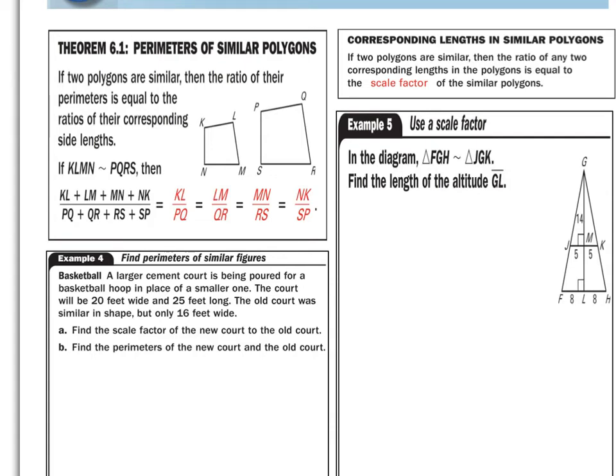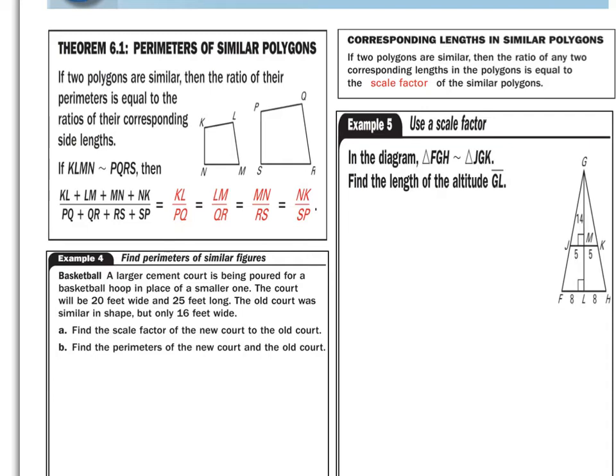This is the introduction to section 7.2. This is part 2 of this section in 7.2. We talked about in part 1 being able to determine whether two shapes are similar, and everything that goes with it. Now we're going to start diving into some perimeter action.